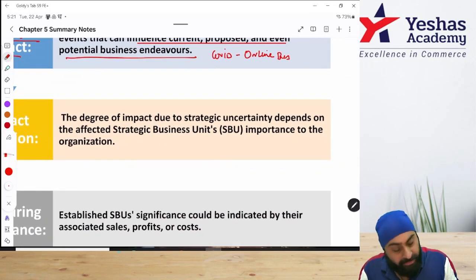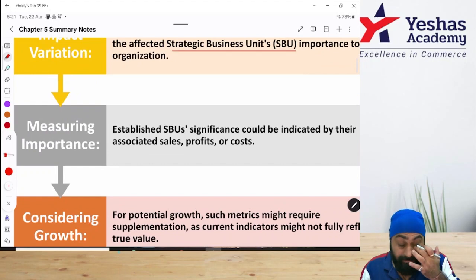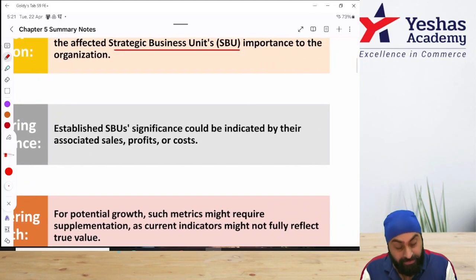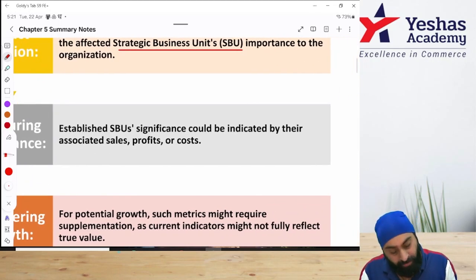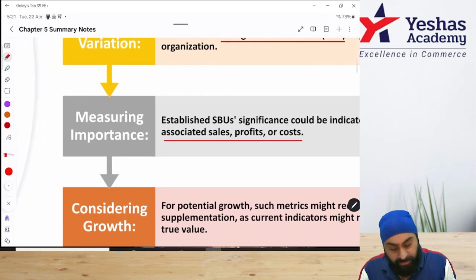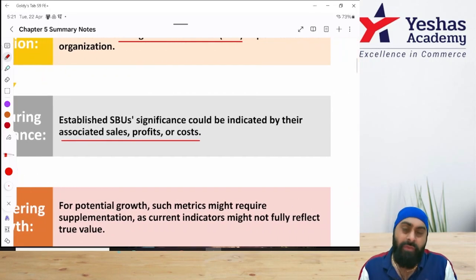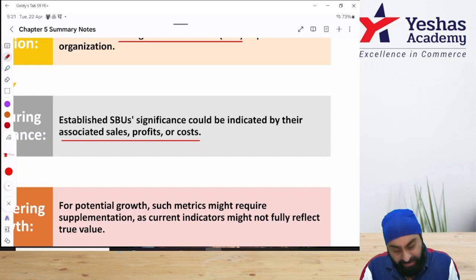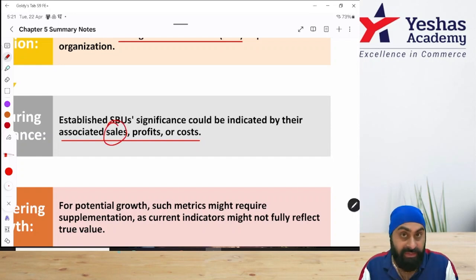The degree of impact due to strategic uncertainty depends upon SBUs and their importance to the organization. Measuring importance: established SBU significance could be indicated by the associated sales, profits, or cost. So how can you measure the uncertainty? You can measure in terms of whether the sales are increasing or going down, whether the profits are increasing or going down, whether you're ready to reduce the cost.